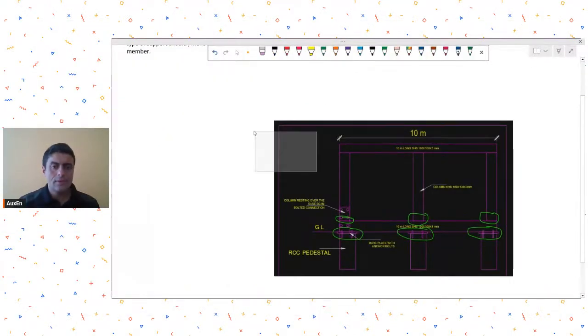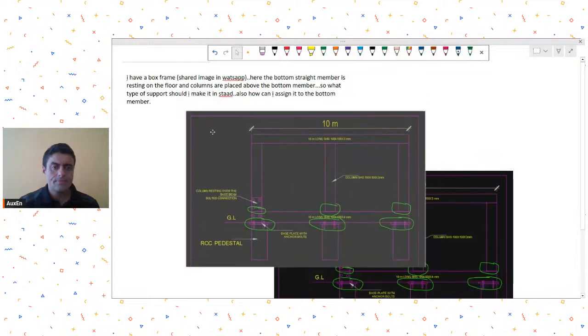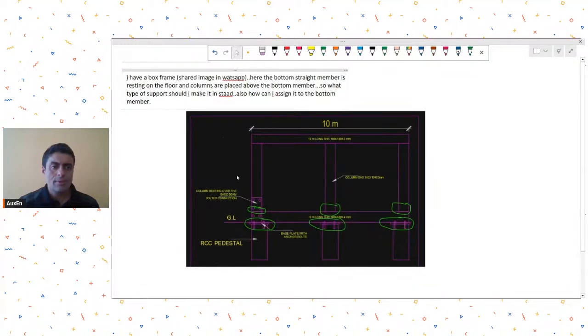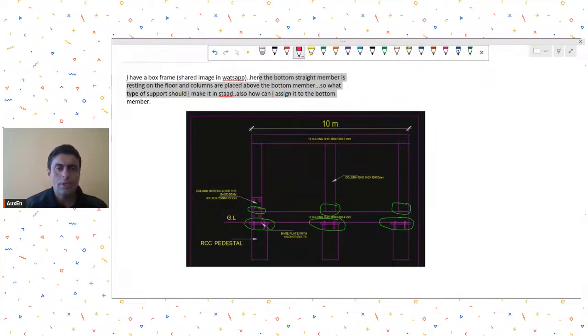Let me take you to OneNote. Yeah, so this is his image. He's asking, I have a box frame. Here the bottom straight member is resting on floor and columns are placed above the bottom member. So what type of support should I make it instead? Also, how can I assign it to bottom member? So I think he has a bottom member over here, which he is specifying. This is his bottom member.